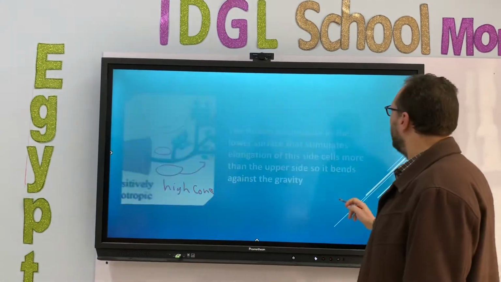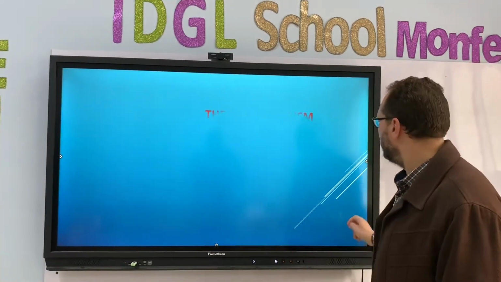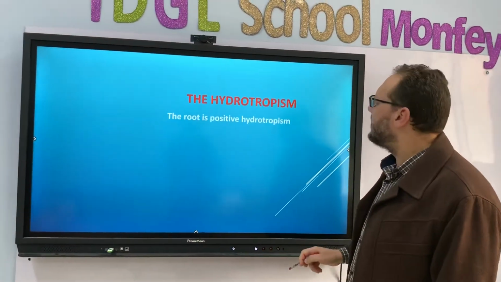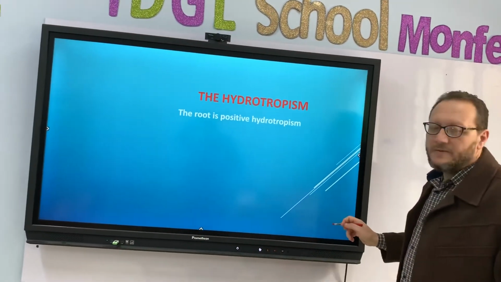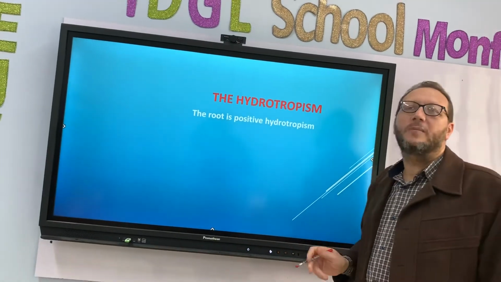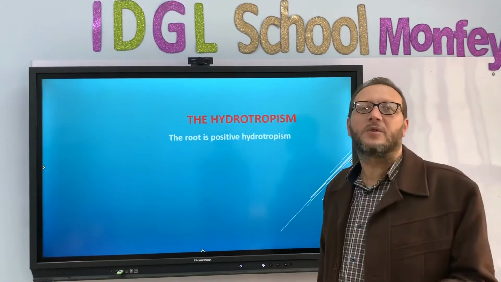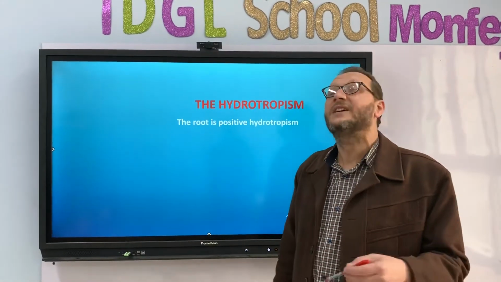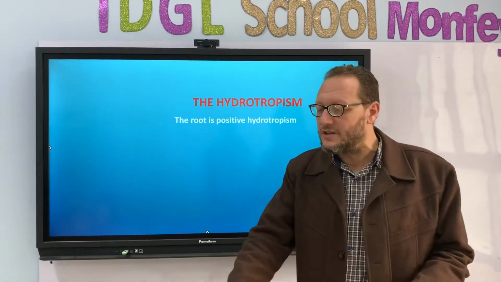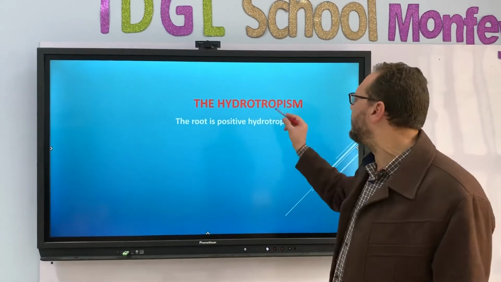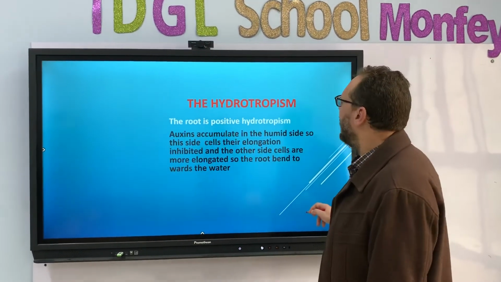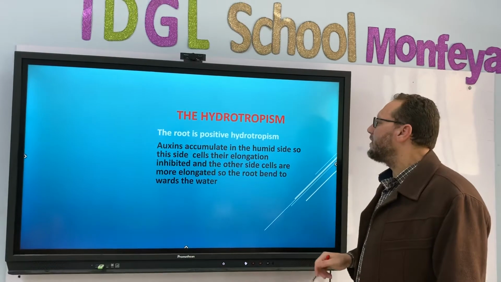Let's move to hydrotropism. In hydrotropism, the root is positive. Hydrotropism is the curvature of the plant root toward humidity. The plant root grows downwards first as a response to gravity, then it is directed right or left according to the humidity or presence of water. The root is positive hydrotropism.